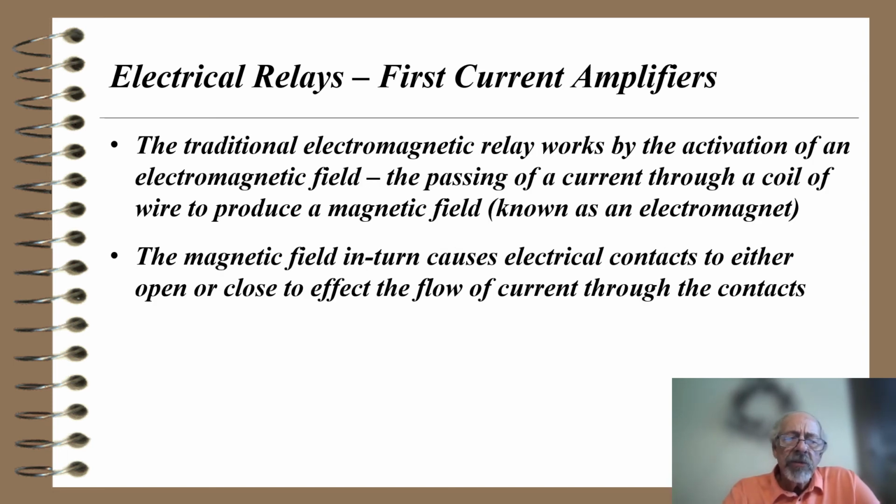So the traditional electromagnetic relay works by the activation of an electromagnetic field. That's done by passing a current through a coil of wire to produce a magnetic field, which is also known as an electromagnet. The magnetic field in turn causes electrical contacts to either open or close to affect the flow of current through the contacts.